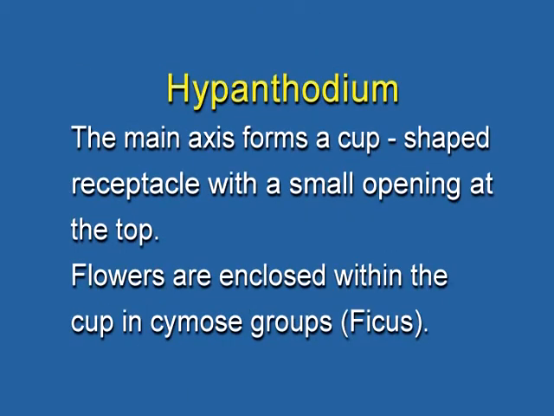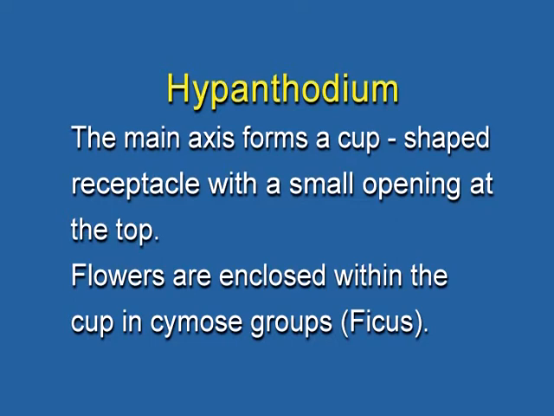The next special type of inflorescence is hypanthodium. What is hypanthodium? In hypanthodium, the main axis forms a cup-shaped receptacle and it produces a small opening at the top, and in that small opening present at the top, flowers are enclosed within that cup in cymose pattern.